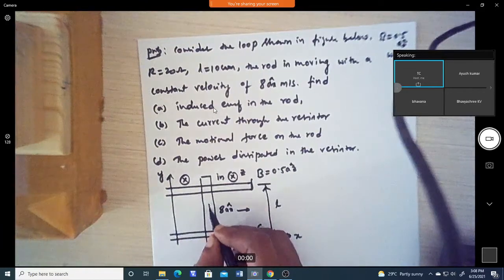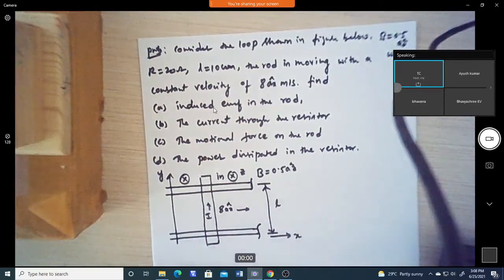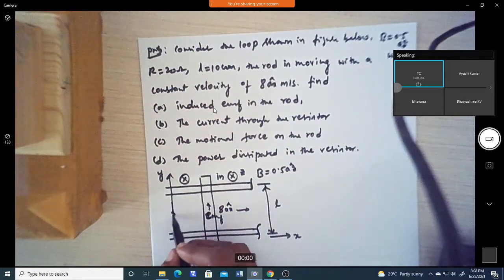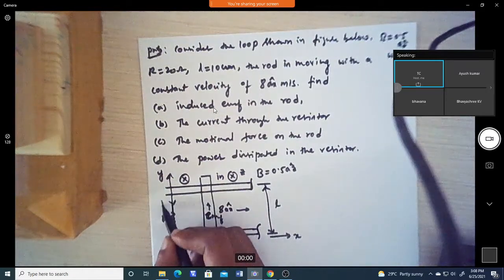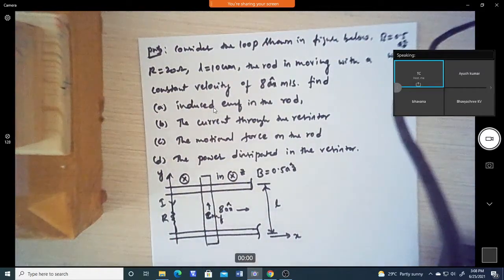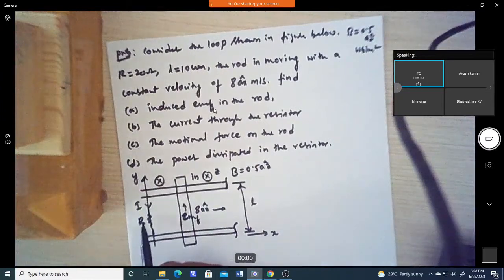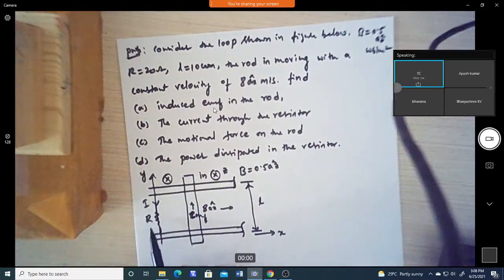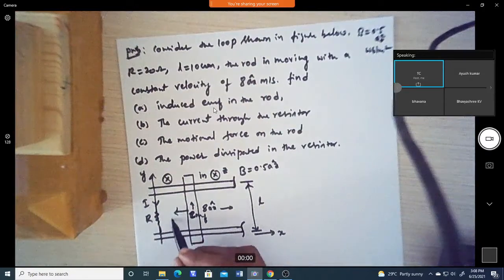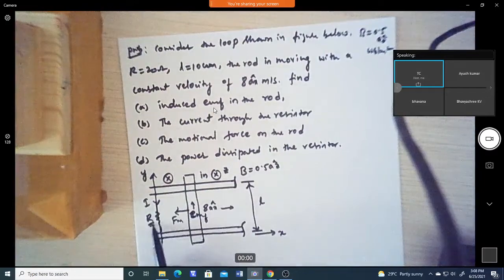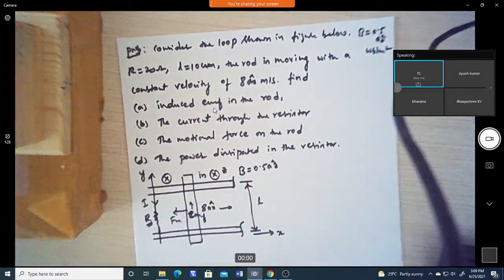So now we have to find out the EMF induced on the rod, and there is a resistor here, so we have to find out the current through that resistor. So this is what the problem is. We have to find out the EMF induced and the current through the resistor, and also the motional force on the rod, and the power dissipated in the resistor. So this is what we have to find out.